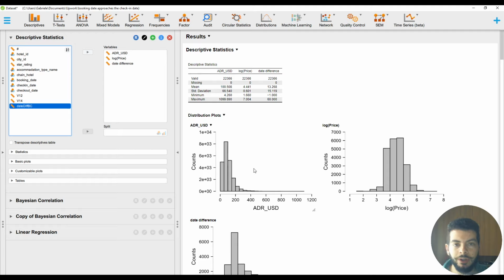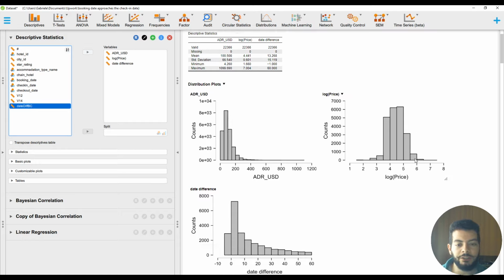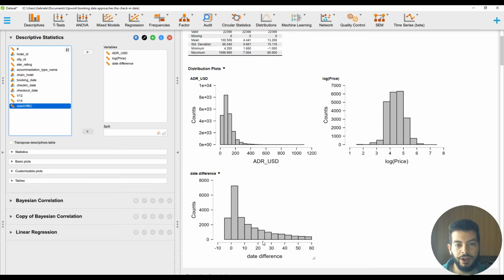so I used a logarithmic transformation to make it look like a normal distribution, because otherwise the correlations and so on make no sense. Date difference, one could say, has a similar problematic distribution to the price, but I couldn't find on JASP, at least, a transformation that adjusts it to a normal. So this is the first limitation of the analysis.